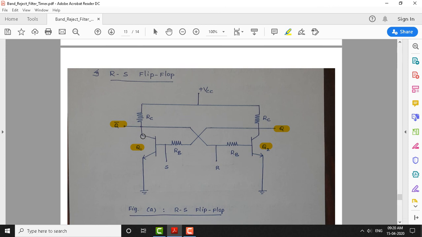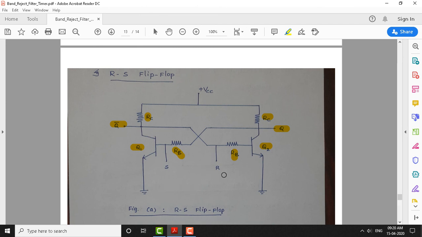So this is called a loop basically. These transistors are cross coupled, so that Q1 is controlled by Q2 and Q2 is in turn controlled by Q1. There are two inputs for this flip flop circuit. One is called the set input, the other one is called the reset input. The resistances at the base of the two transistors are labeled RB, and the resistance at the collector terminal is labeled RC. So this total circuit is called an RS flip flop.